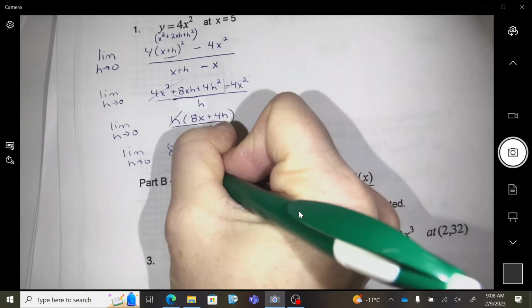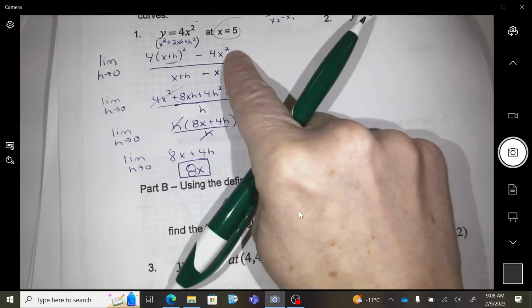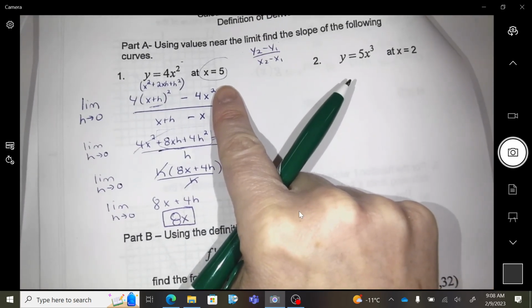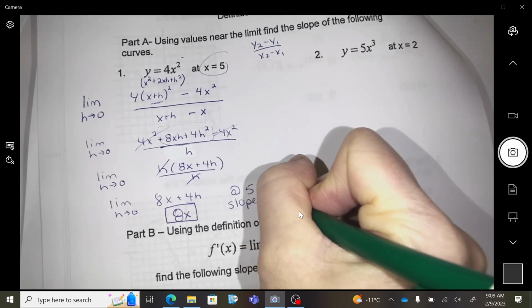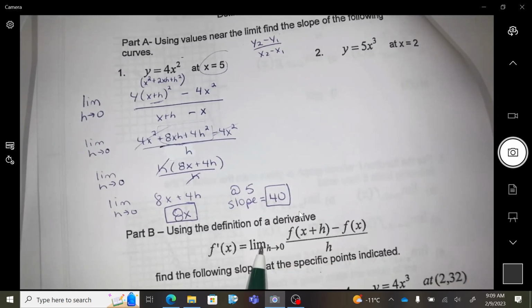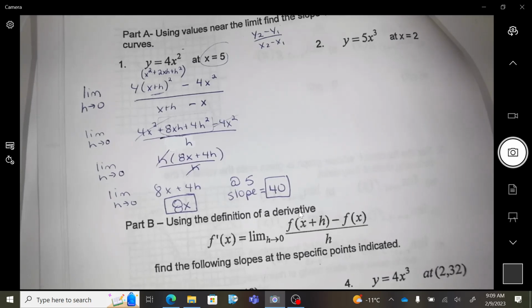So the result would be the equation 8x. So for instance, at the x value 1, it would have a slope of 8, that tangent line. At the x value of 2, the slope would be 16. So my question was, what is the slope specifically at the x value of 5? So specifically when you are exactly at a tangent line at 5, you would have a slope of 40.